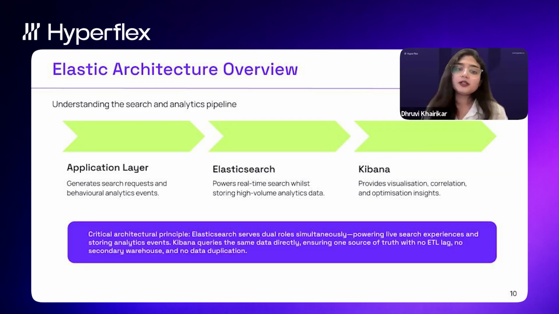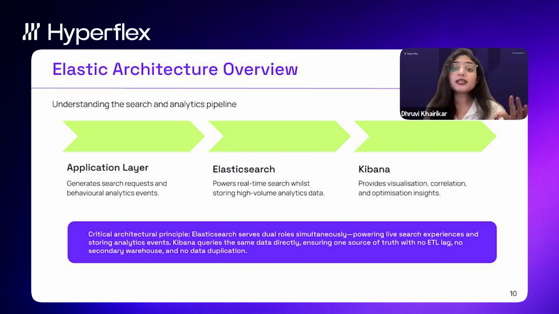Before we go deeper into Kibana, let me quickly anchor everyone to the architecture, right? At the application layer, we have an e-commerce front end, whether it be mobile or a web application. This generates search requests and behavioral events. These events flow into Elasticsearch, and Elasticsearch plays a dual role here. First, it powers the live search experience, and second, it stores the high-volume analytics data generated by the user behavior.